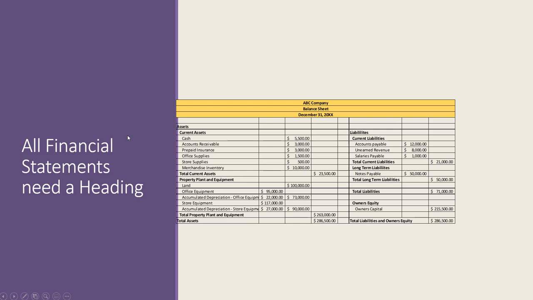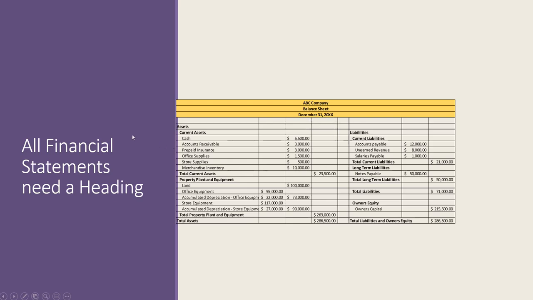As all financial statements, we require a heading, and you'll recall that the heading on our balance sheet is the company name, the fact that it's a balance sheet, and the date of this particular balance sheet, which is a day and time, not for a period of time. The income statement and the statement of owner's equity are reflected for a period of time, like the year ended or the month ended.